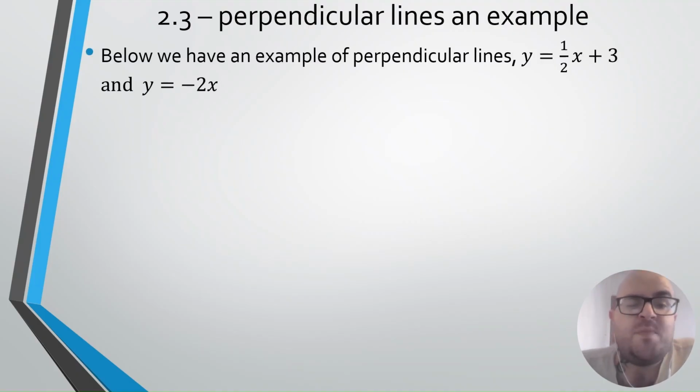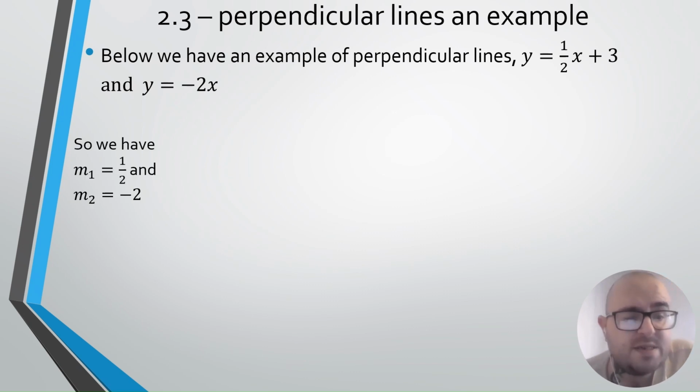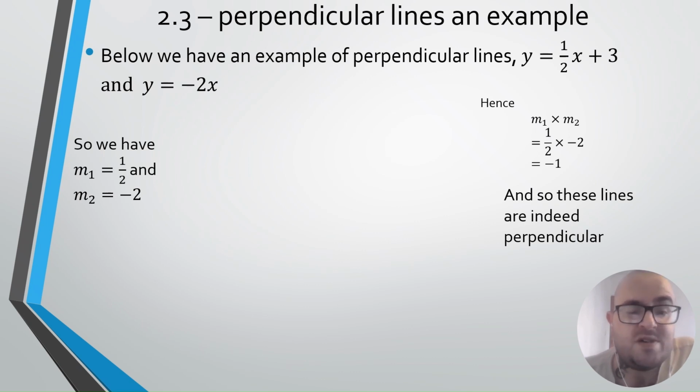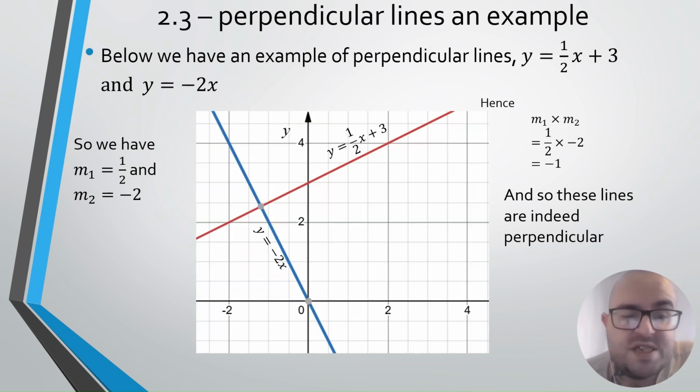We have an example of perpendicular lines, y equals a half x plus 3 and y equals -2x. So we have m1 is a half, m2 is -2, m1 times m2 is indeed -1, and so the lines are indeed perpendicular, as you can see here. The lines are in fact perpendicular.